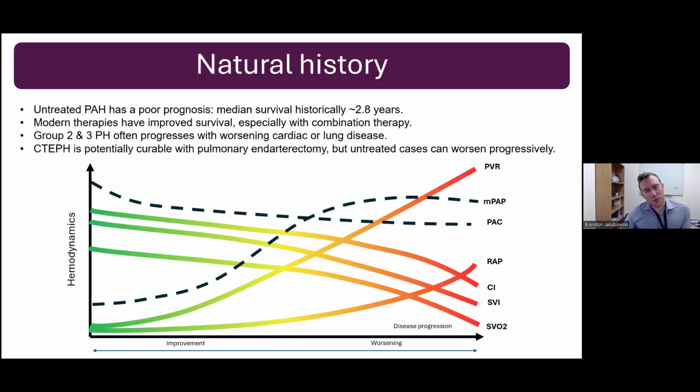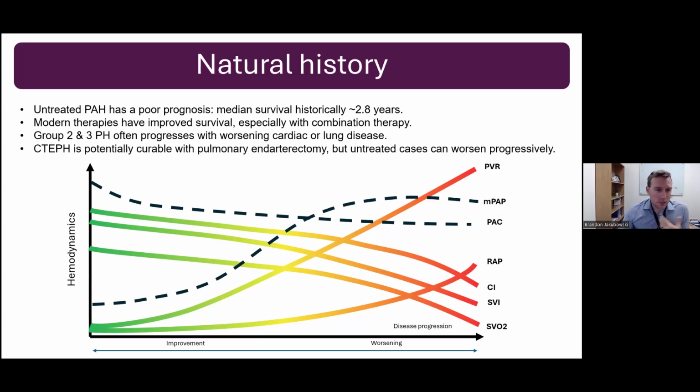And the graph on the bottom part of the screen really illustrates how key invasive hemodynamic parameters evolve across the spectrum of PAH, from clinical improvement to disease progression. As the disease worsens, PVR is steadily climbing, reflecting that increase of obstruction and remodeling of the pulmonary vasculature. In advanced stages of the disease, you can see that the mean pulmonary artery pressure actually plateaus. And this is really because of a reduction in your cardiac output and your cardiac index, which limits your pressure generation despite worsening of disease.